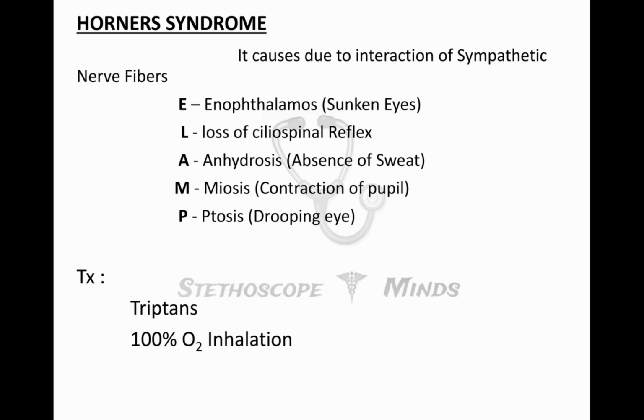And here is the mnemonic for Horner syndrome, and it is also an important topic for FMGs and NEET PGs. The mnemonic is ELECTRICAL LAMP. E means enophthalmos, that means sunken eyes. L means loss of ciliospinal reflex. A means anhidrosis, which means absence of sweat. M means miosis, that is contraction of the pupil, and P means ptosis, which is drooping of eyelids. And the treatment for cluster headache is triptans and giving 100% O2 inhalation.